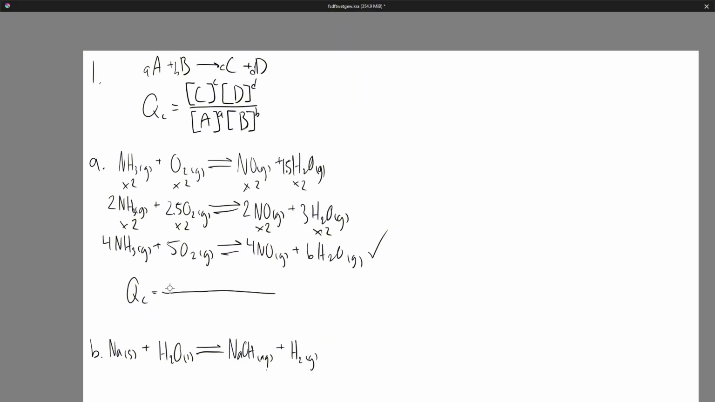So for nitrogen monoxide, it's got a 4 exponent, so it's the 4th power. Our water vapor has a 6 exponent. Our ammonia gas is to the 4th power. And the oxygen gas is to the 5th power. That would be it. That's what you want as your answer. So I'll go ahead and box that.